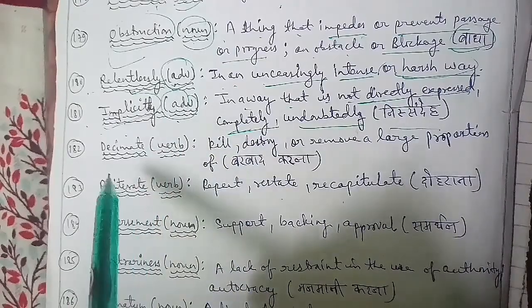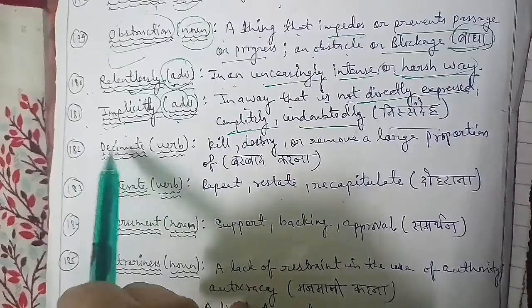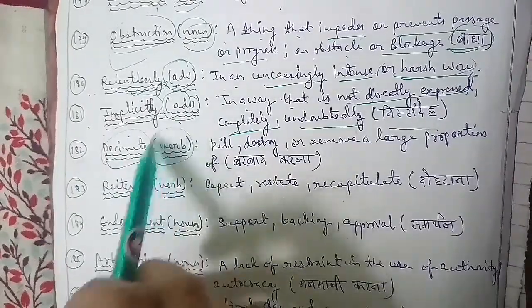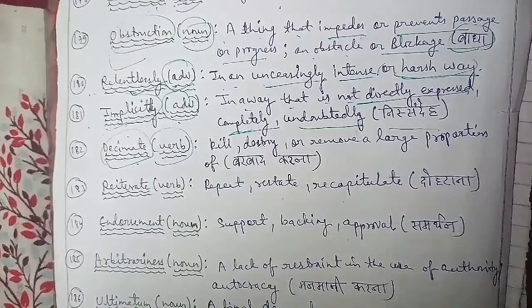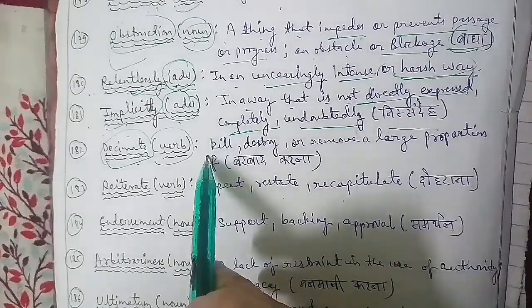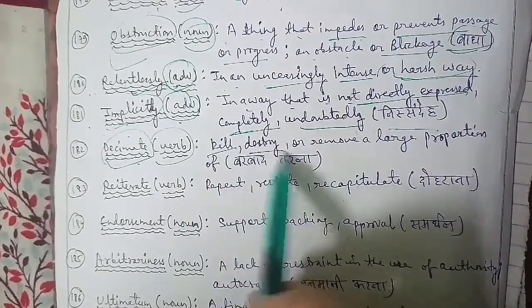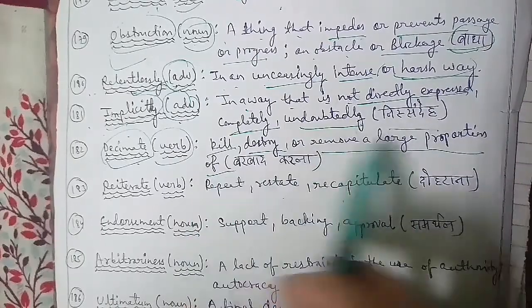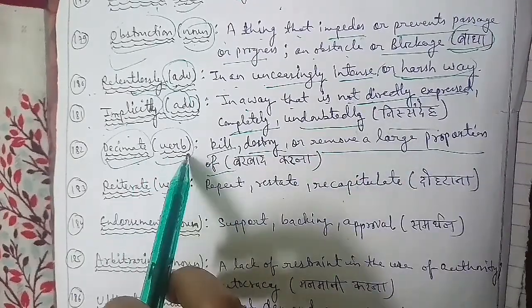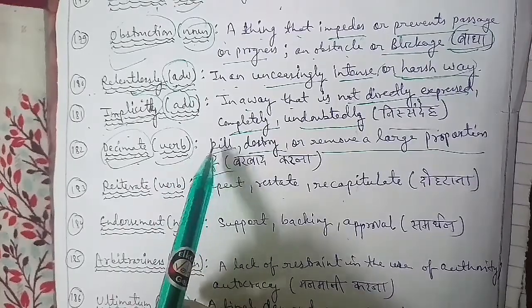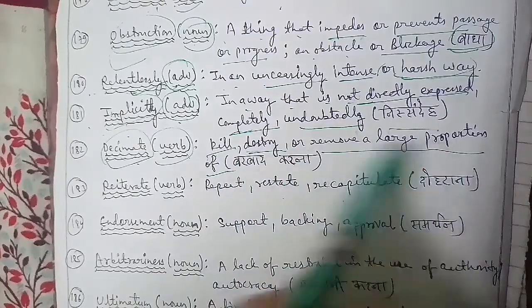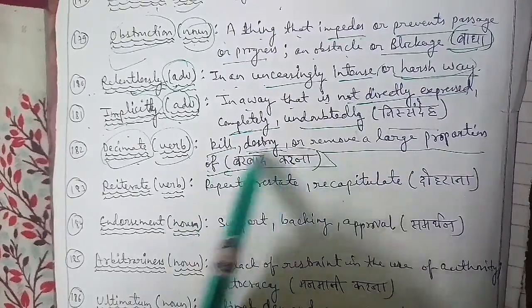Okay, now moving on to the next word, the 182nd word, and the word is decimate. Decimate is a word that is used as a verb, and the meaning of decimate is kill, destroy, or remove a large proportion of. So basically it means to kill something, destroy something, or remove a large proportion of, जिसे हिंदी में कहते हैं हम बर्बाद करना.